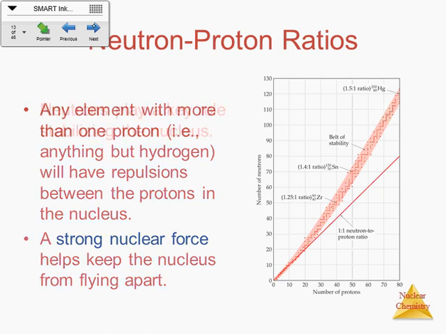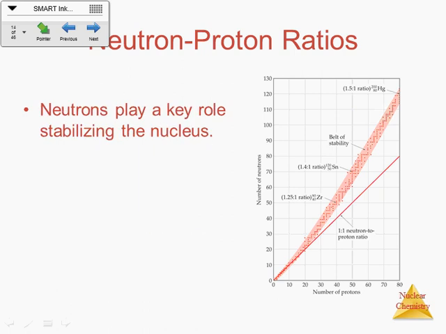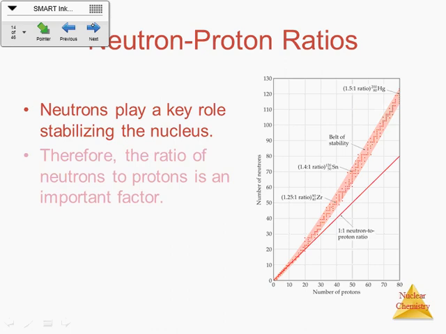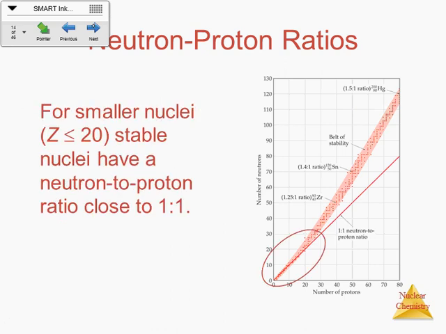The strong nuclear force is complicated, and I don't completely understand it. But neutrons play a key role in keeping the nucleus intact. There needs to be a certain ratio of protons to neutrons in order to have a stable nucleus. So, when you've got a smaller nucleus, something with Z less than 20, and Z just means atomic number.